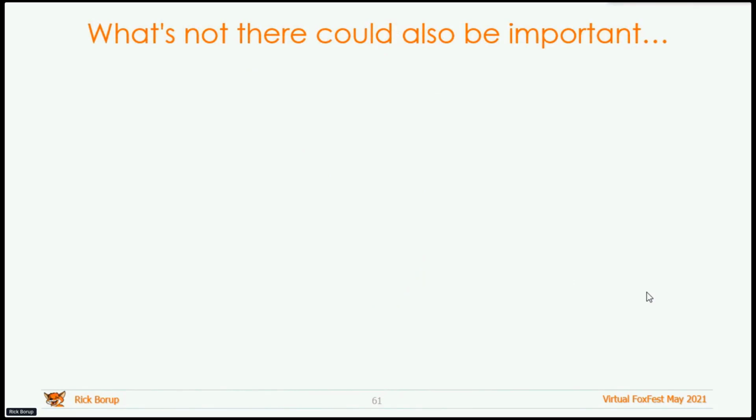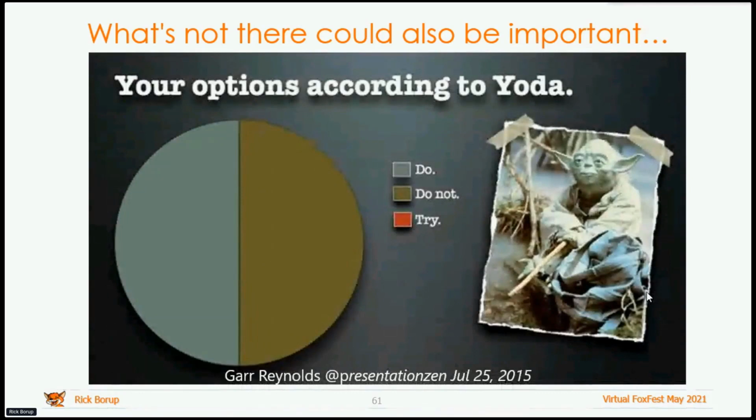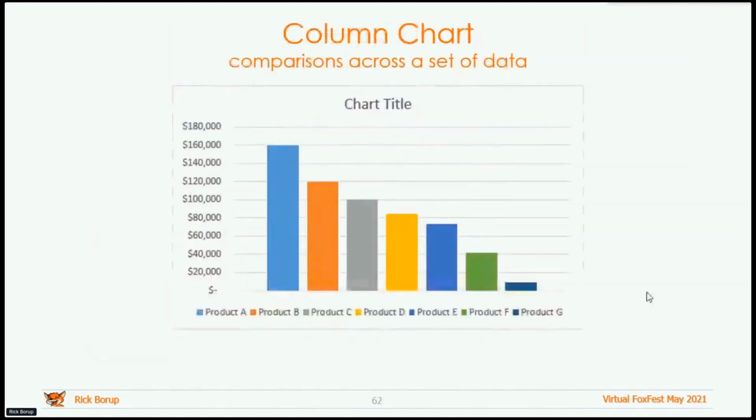I love this next slide. What is not represented could also be important. This is from Gar Reynolds. You remember Yoda in the Star Wars movies saying, "Do or do not. There is no try." And so Gar Reynolds, the author of the Presentation Zen book, again, highly recommended, created this graphic and posted it on Twitter at one point, showing that there is no try. I just thought this was a very creative data visualization.